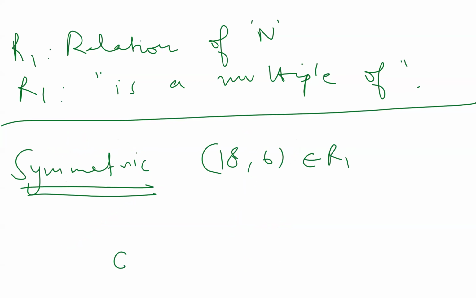Now reverse this. 6 comma 18. Is 6 a multiple of 18? No. 6 is not a multiple of 18. Okay. So it's not symmetric. We'll check transitivity.